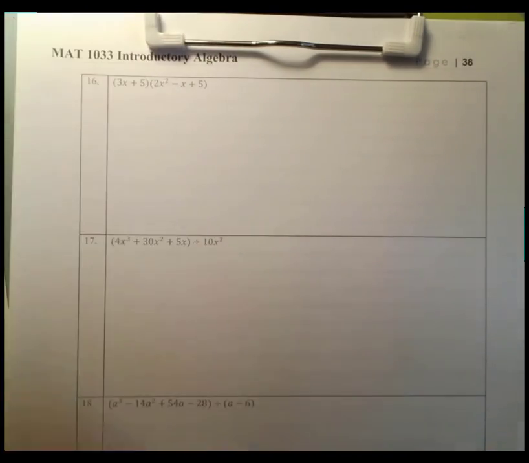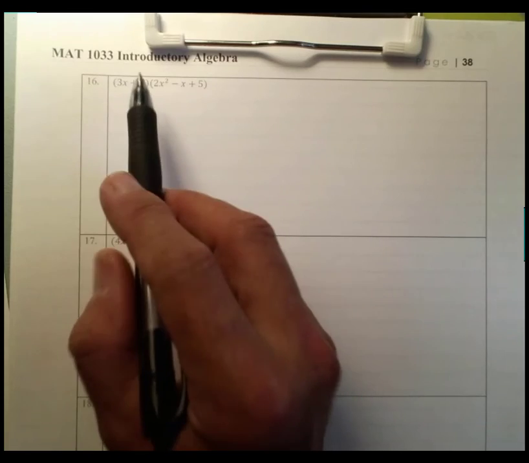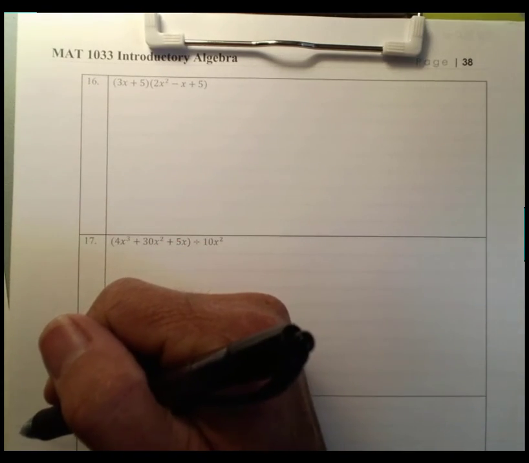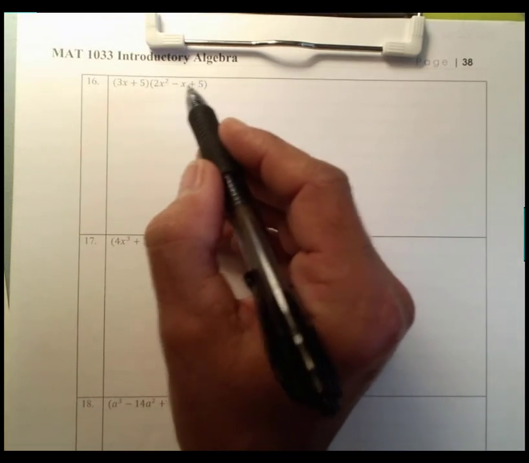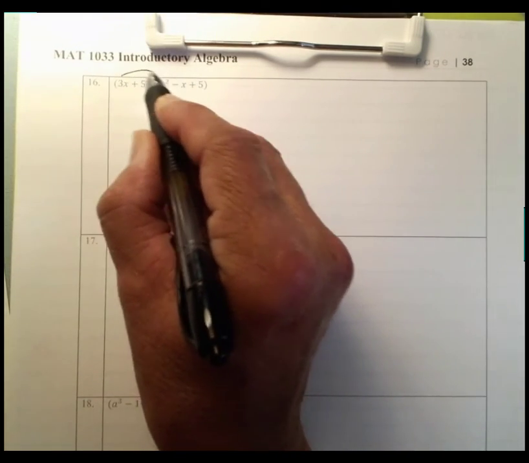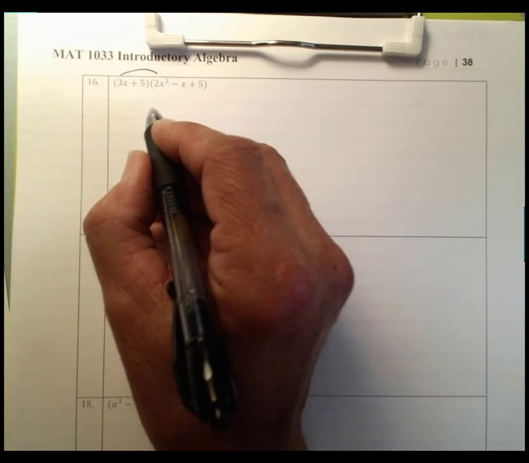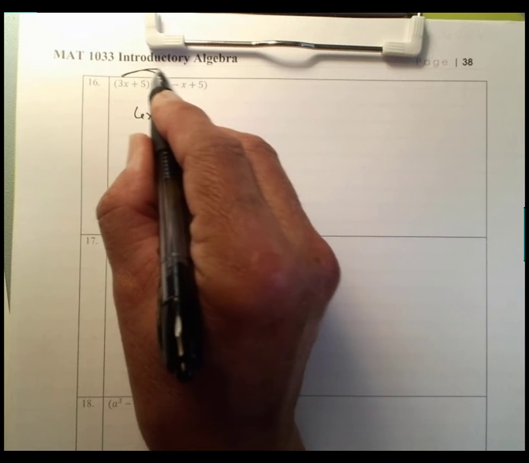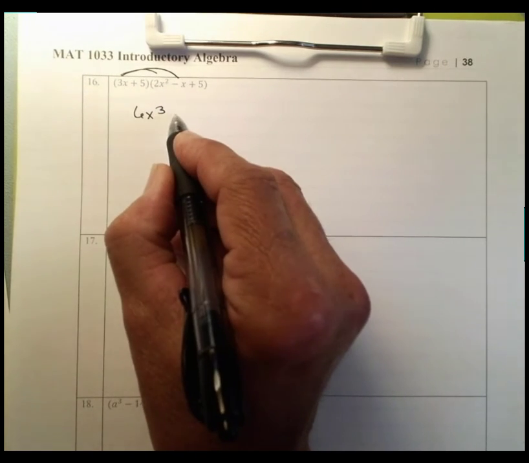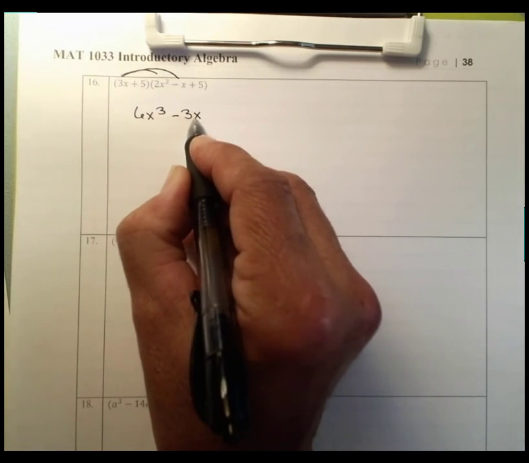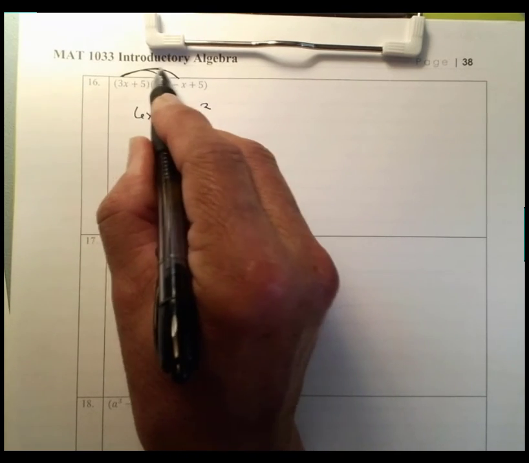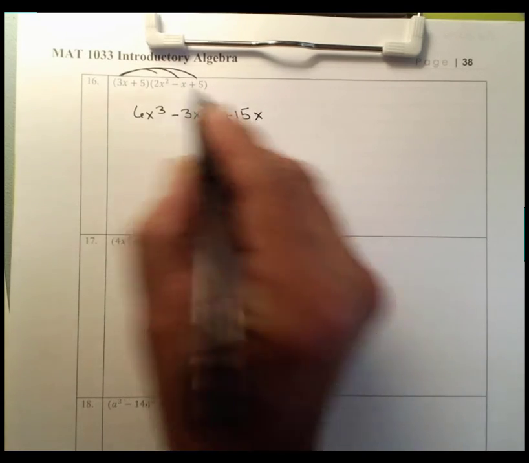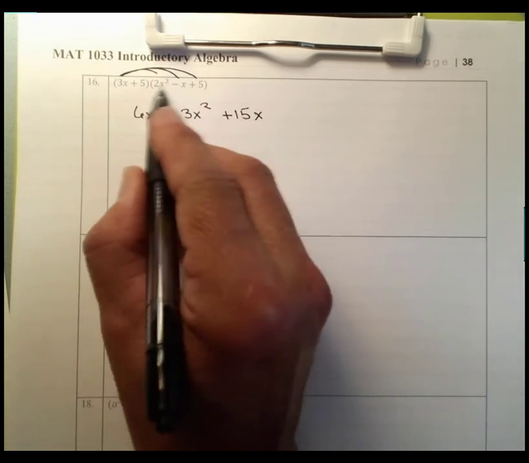Now, the next one we've got is a binomial times a trinomial. 2 terms times 3 terms. We're going to have to multiply 6 times and then combine like terms, basically. So I'm going to take this one little step at a time. I'm going to say 3x times 2x squared, and I'm going to come up with 6x cubed. Then I say 3x times the next term, which is a negative x. Well, that's going to be a negative 3x squared. And then 3x times positive 5, which will give me a positive 15x. And I've taken care of multiplying 3x times all three of these.